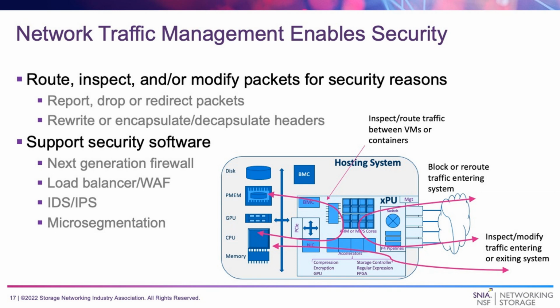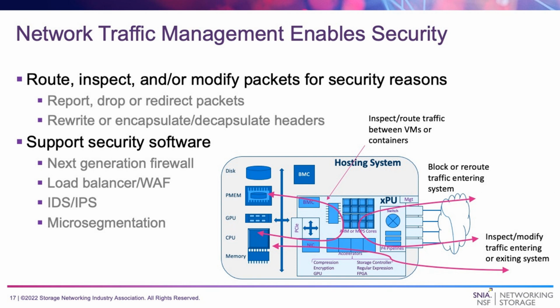So for example, the xPU can route or inspect or modify packet headers for security purposes, as well as for SDN or software-defined networking purposes. So for example, if it sees traffic coming in which looks suspicious, it can inspect it, and if necessary, it can divert it, or block it and just drop the traffic. So for example, if there is a denial of service attack, the xPU could identify it as such and simply drop all the packets from that attack, so that the server or the device doesn't have to deal with that traffic.